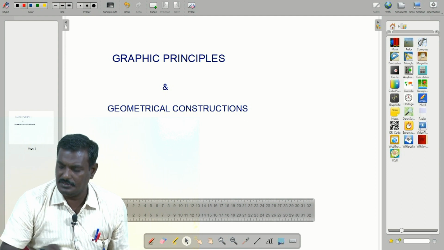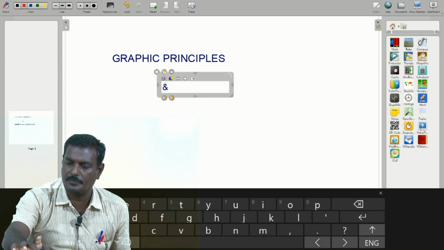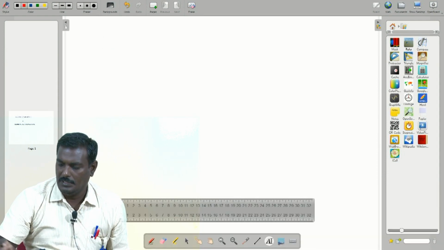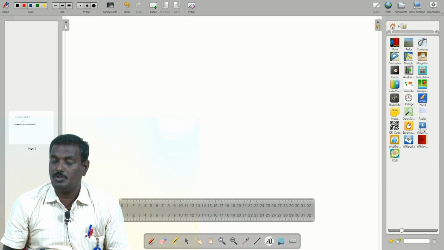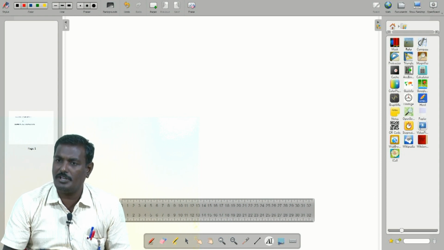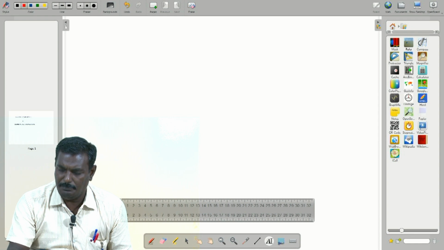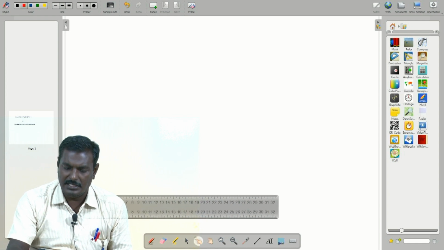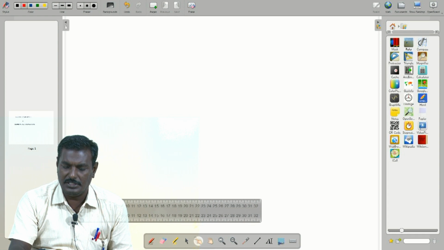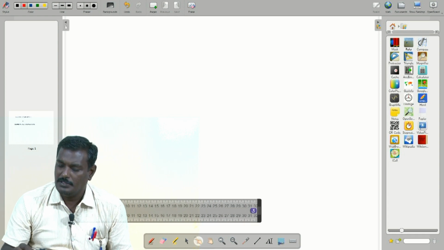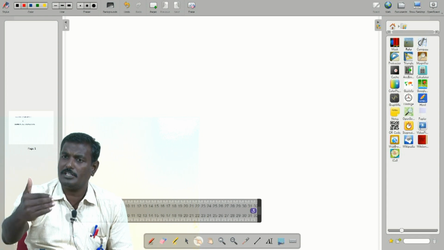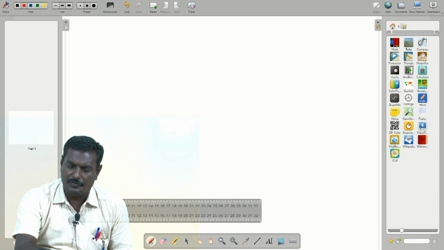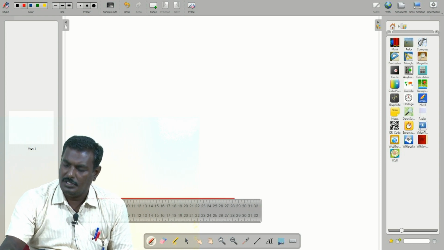I just erased this. First we have to draw a border line. If you take any paper drawing sheet, you have to draw a border line in it. You have to keep the scale at the left end and from there measure 20 mm. From the 20 mm you draw a line, and also 10 mm from the bottom. So we have to draw a border.